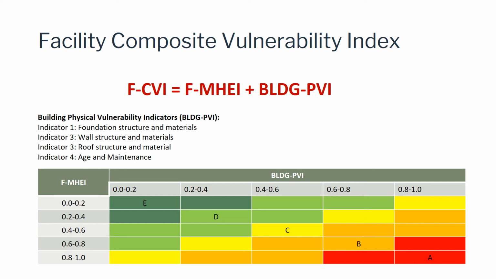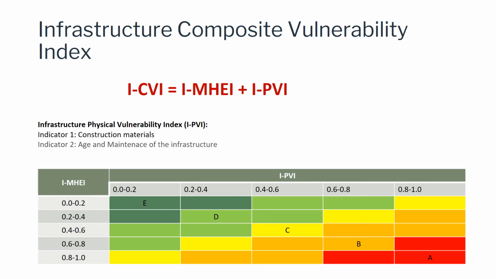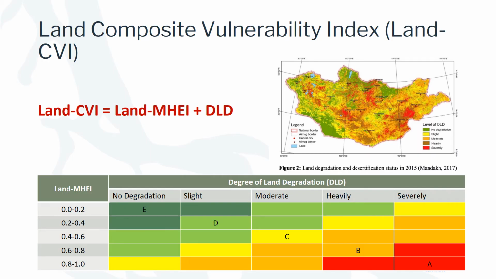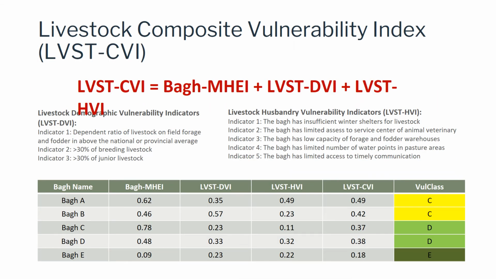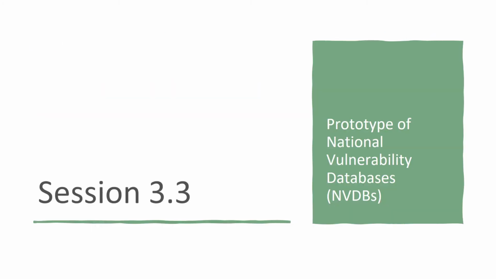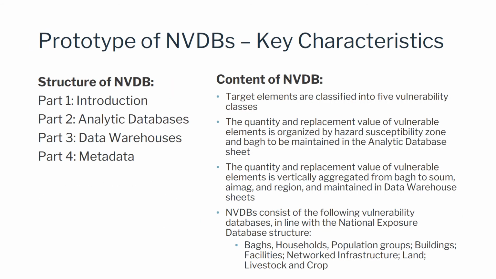The facilities composite vulnerability index equals the multi-hazard exposure index plus the building physical vulnerability index. We have the infrastructure composite index, here a road composite index, and the livestock and crop composite vulnerability index.